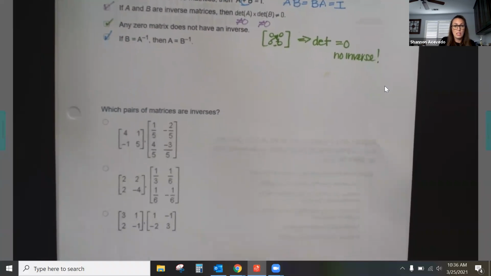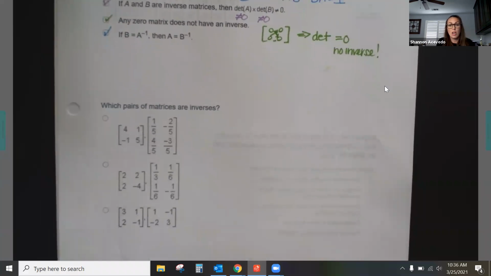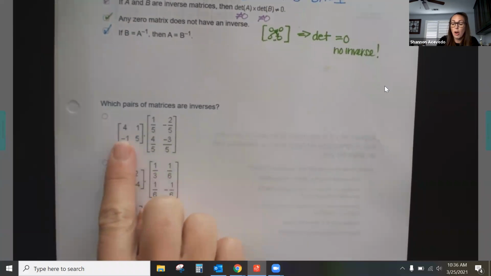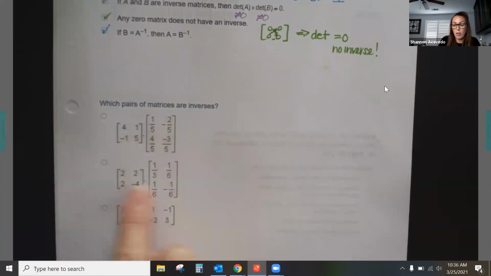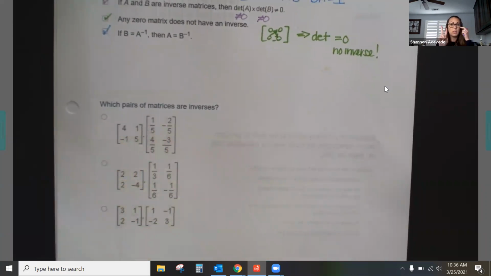My next one says, which pairs of the matrices are inverses? They want to know, are these two inverses of each other? Are these inverses of each other? Or are these inverses of each other? So there's two ways to go about it.